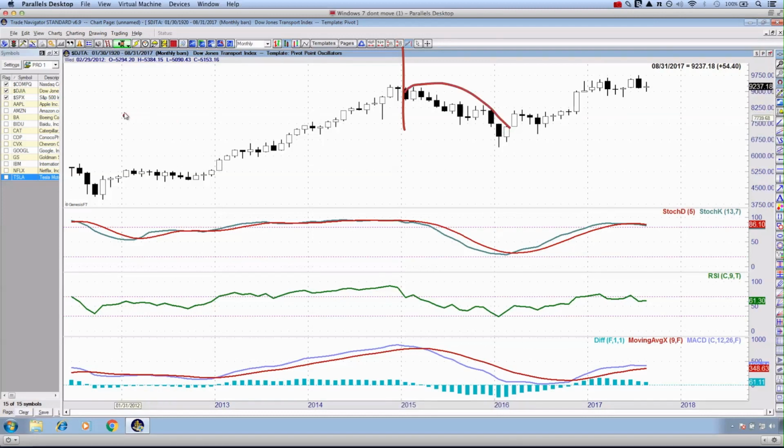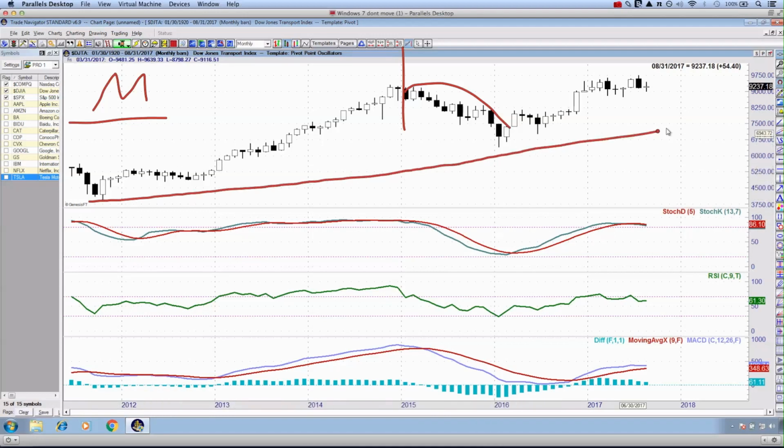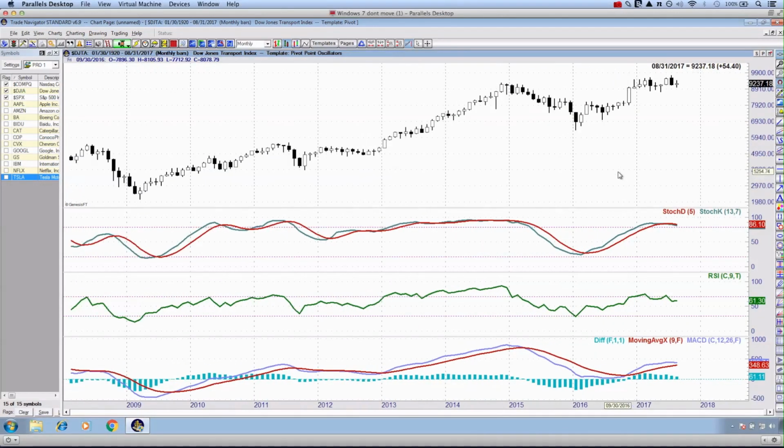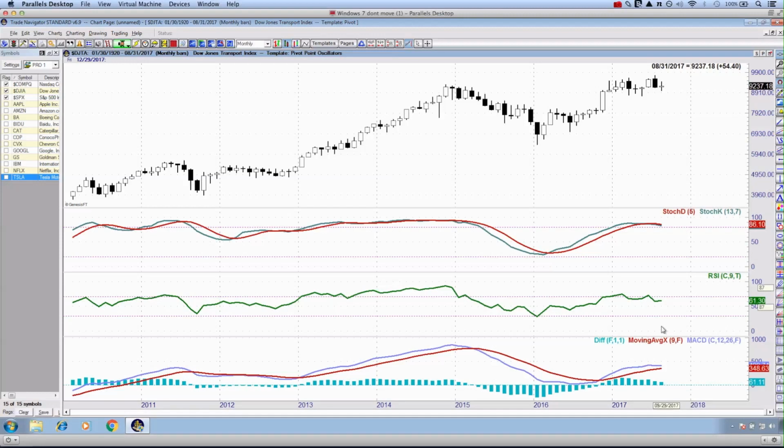Keep in mind that on the macro picture, M for macro, we're still holding above that long-term macro bullish trend line. So as long as price remains above the trend line, we are still bullish, but we can still have, of course, these intermediate corrections within the larger macro uptrend. But what is interesting to note right now is that on the transportational average, we haven't generated a sell signal on the MACD, but it is very close to generating.